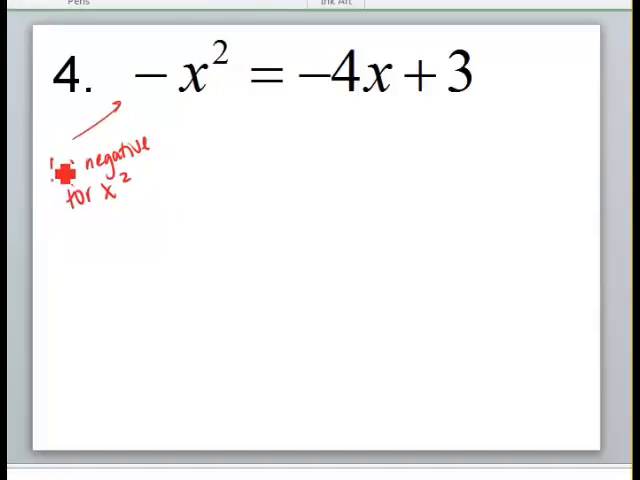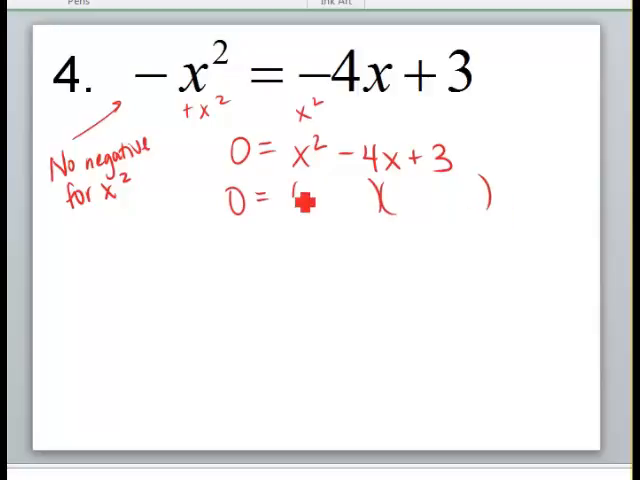You can still factor it with a negative on the front, but it just looks different, and so people have issues with it. So what I'm going to do is add x squared to both sides. So I'm at 0 equals the x squared. I'm always going to write the x squared part, then the x, and then the 3. So it's in that standard form. 0 equals, and then you factor.